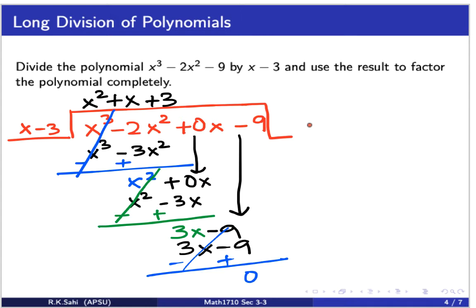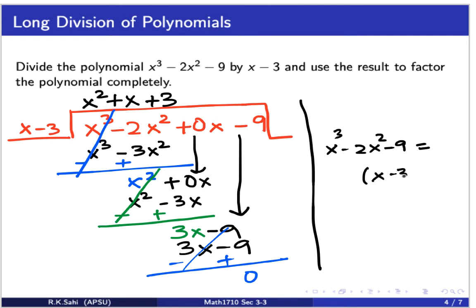So our original problem, x cubed minus 2x squared minus 9, is now written as quotient times the divisor. This is x minus 3 times x squared plus x plus 3. Okay. Now, let's go ahead and do another problem.